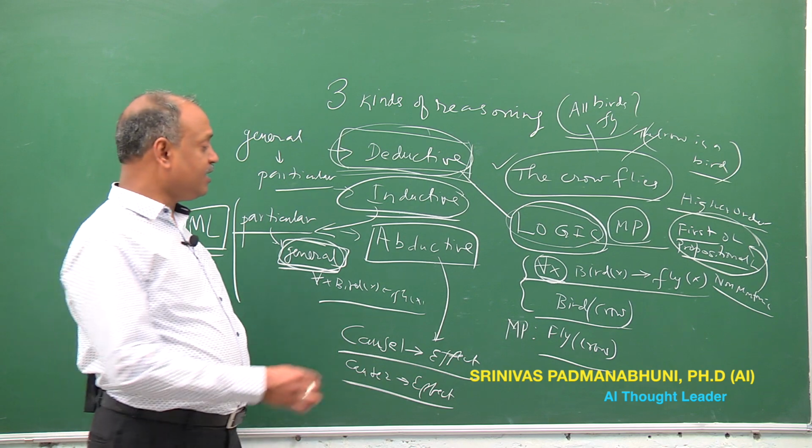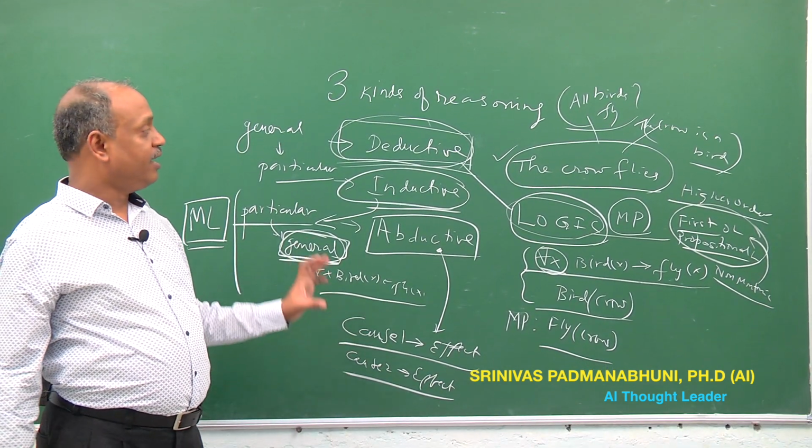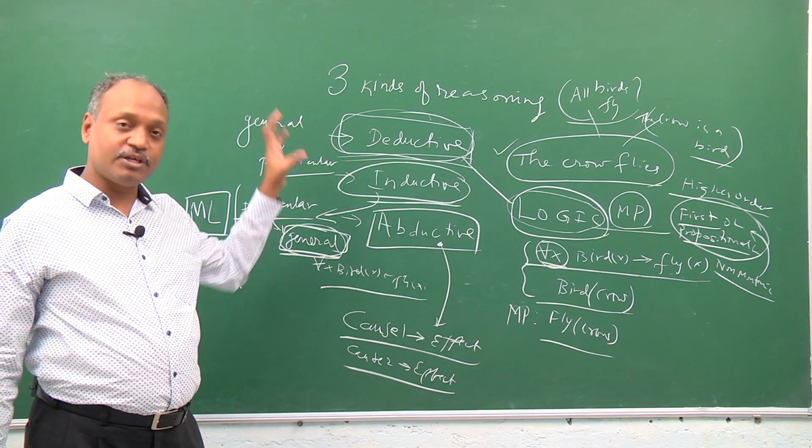So abductive reasoning is a useful third category of reasoning in AI. Any AI system is either doing this or this or this, or a combination of all three.